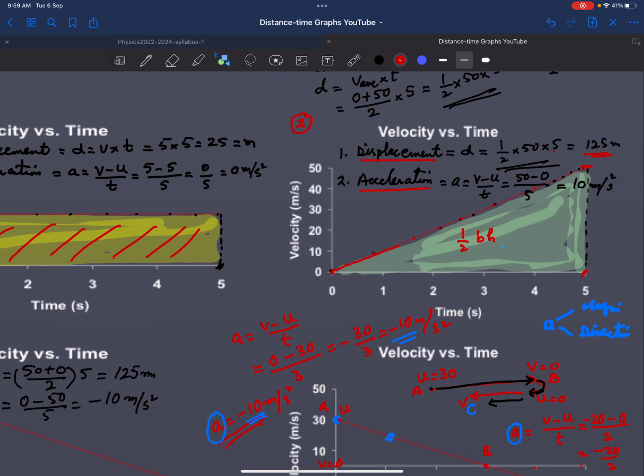So this is the line you have, and the gradient is constant throughout. But what is the gradient? This is the acceleration. Here 50 is the value of the final velocity, and of course the initial velocity is 0. So when you calculate, you will get the value of 10 meters per second squared. So the simple thing is that here you have a constant acceleration of 10 meters per second squared.